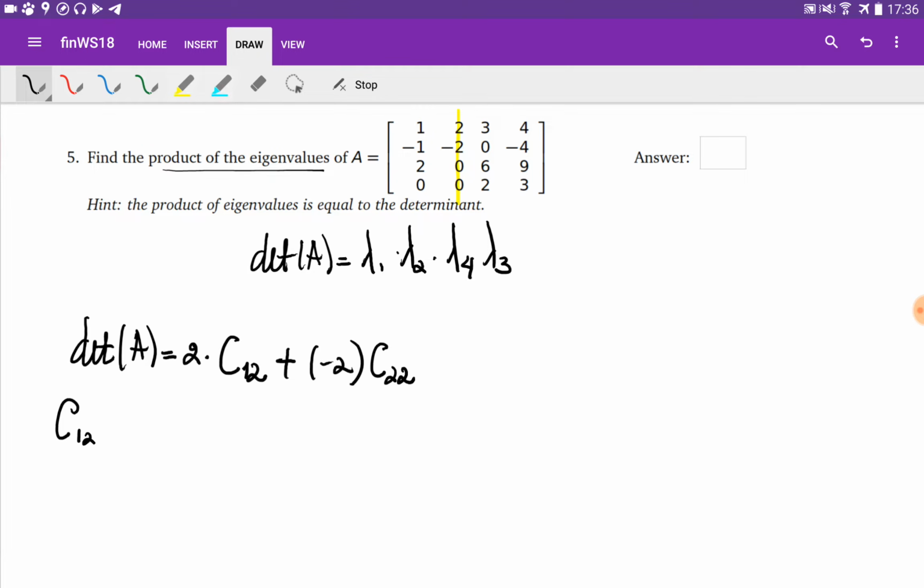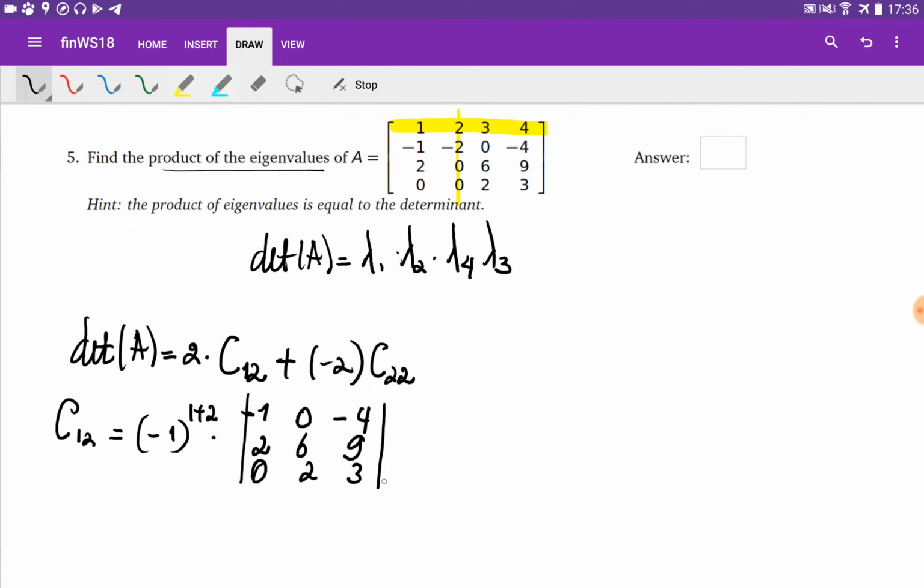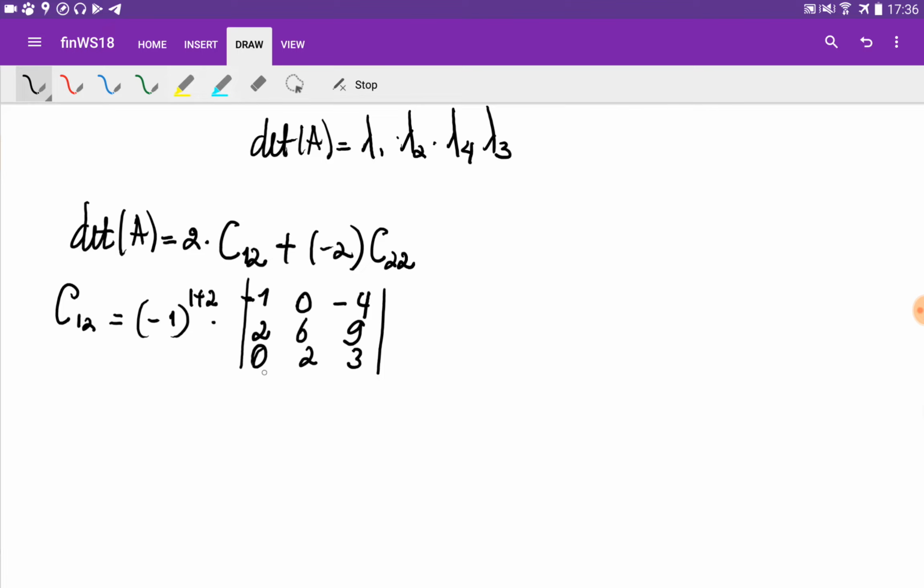So cofactor 1, 2 is obtained by multiplying minus 1 to the power of 1 plus 2 by the determinant of the matrix obtained by eliminating the first row and second column. It is going to be 1, minus 1, 0, minus 4, 2, 6, 9, 0, 2, 3. So we are going to evaluate the determinant of this matrix, again using the cofactor method.